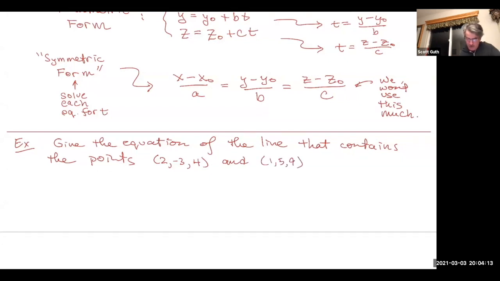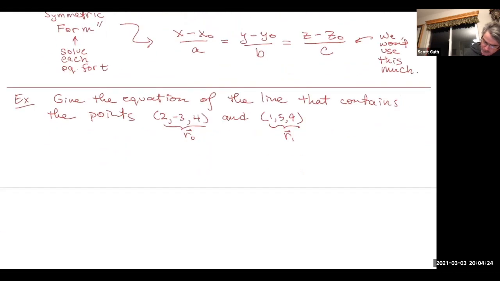Okay, so I'm going to call this the initial point. We'll call this our R0. And this other point I'm going to call R1. Okay, and so, if you want, without any context, maybe we could draw the line that contains these two points.